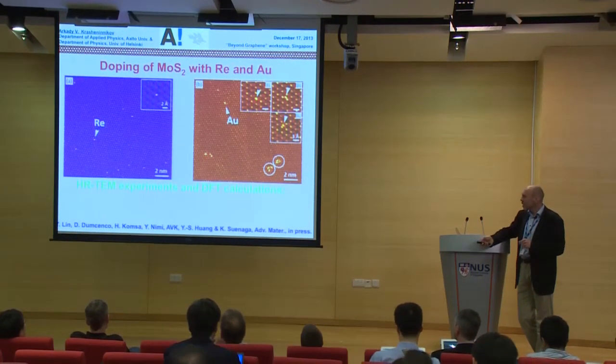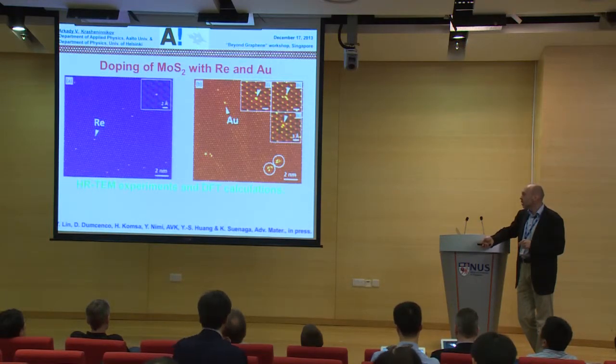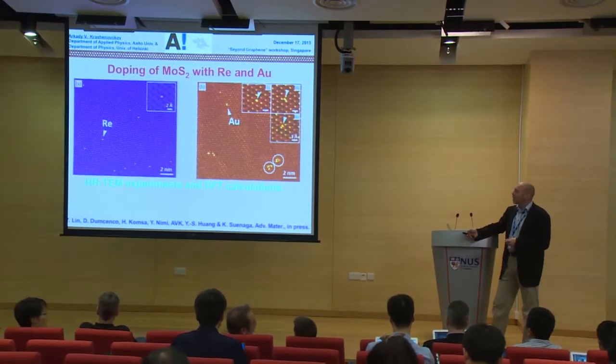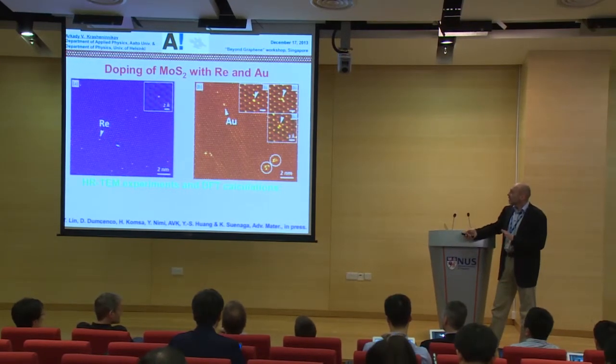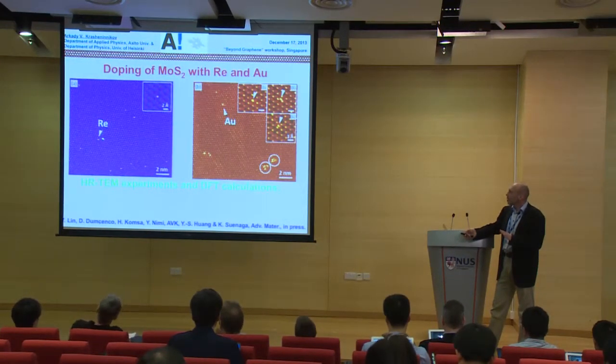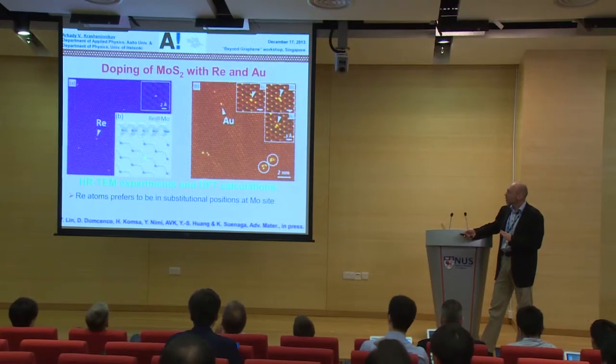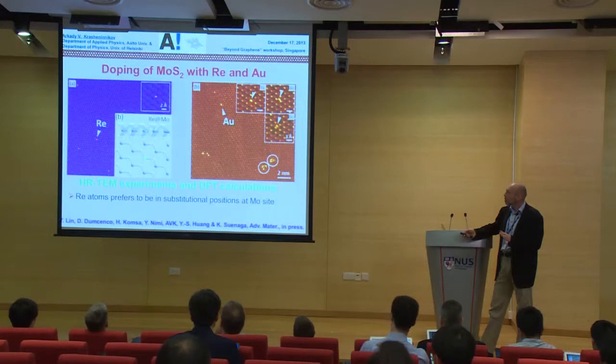Actually, this project was carried out in collaboration with Kazu Suenaga, who did microscopy, and also this Huang from Taiwan, and Dmitry Dumchenko, who is now working for András. Okay, so basically, these are examples of rhenium doping, and the rhenium atoms are in substitutional position instead of molybdenum.